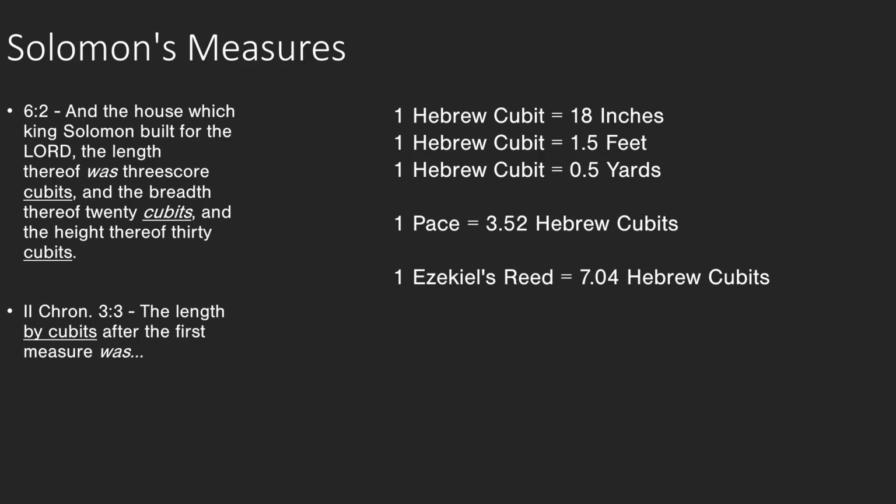Or consulting 2 Chronicles, the length by cubits after the first measure was, and a Hebrew cubit is 18 inches, which is 1.5 feet, or exactly half a yard. There are 3.52 Hebrew cubits in a pace, and it takes 7.04 Hebrew cubits to make one of Ezekiel's reed.